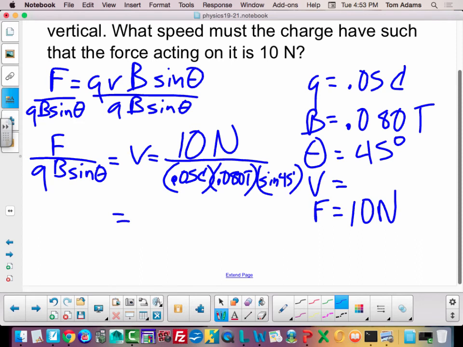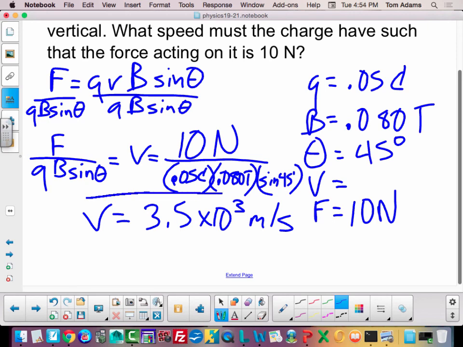All right, and so the velocity should be, if I were to do that on my calculator, 3.5 times 10 to the third meters per second, I think. Let me double check my math here. Yep, looks right to me. Any questions?